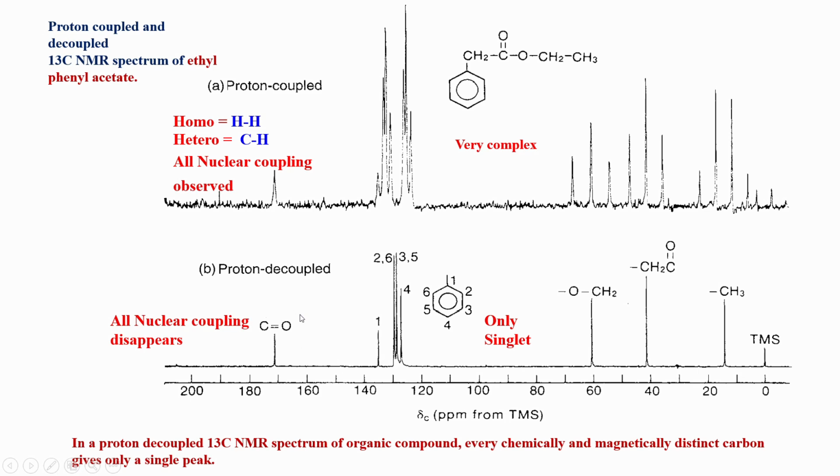This is the CO group, the carbon atom of the CO group of this molecule. And here you can see all are obtained as singlets, so that we can define the carbon-13 NMR very easily. That is the important feature of the broadband decoupling technique or proton noise decoupling. Okay, I hereby conclude this video. Thank you all.